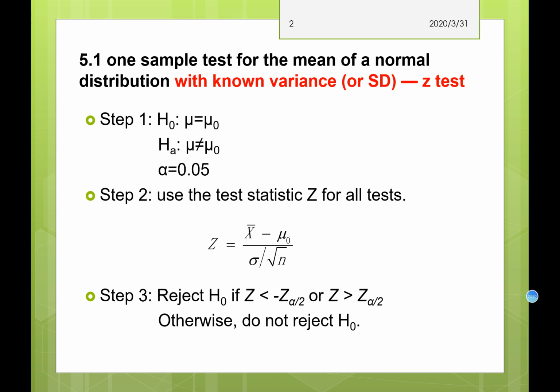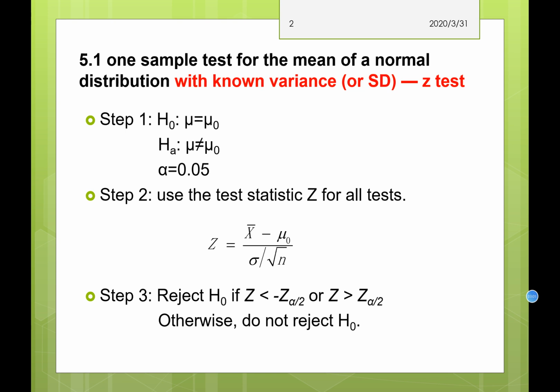If the null hypothesis is rejected, that means the opposite situation should be true. So we need another hypothesis, another statement in step 1. That is HA, the alternative hypothesis. And the alternative hypothesis is the opposite of H0.